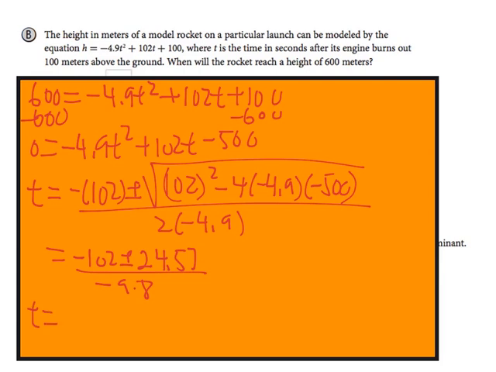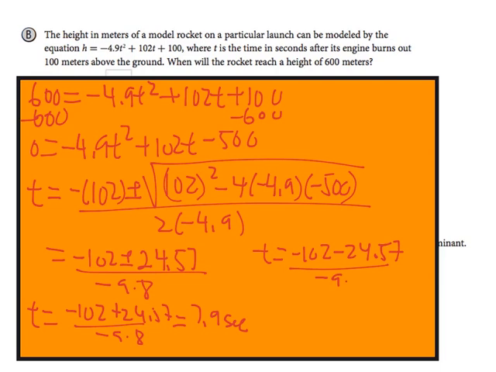So t equal to negative 102 plus 24.57 divided by negative 9.8. So then one answer, we have negative 102 plus 24.57 over negative 9.8 with an answer of 7.9 seconds, or t equal to negative 102 minus 24.57 over negative 9.8.